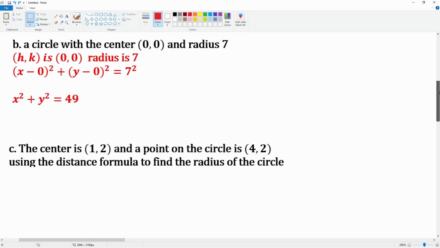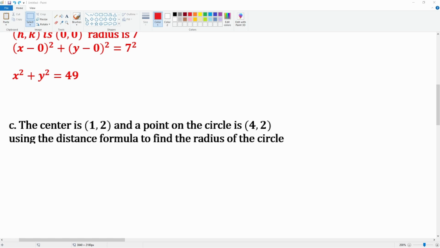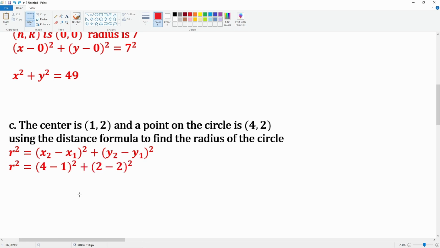The last one. The issue is that you have to actually use the distance formula to find the radius. Okay? So, this is basically the distance formula with r squared. Okay? I'm not going to square root it until the end. So plug it in. You have 4 minus 1 and 2 minus 2.